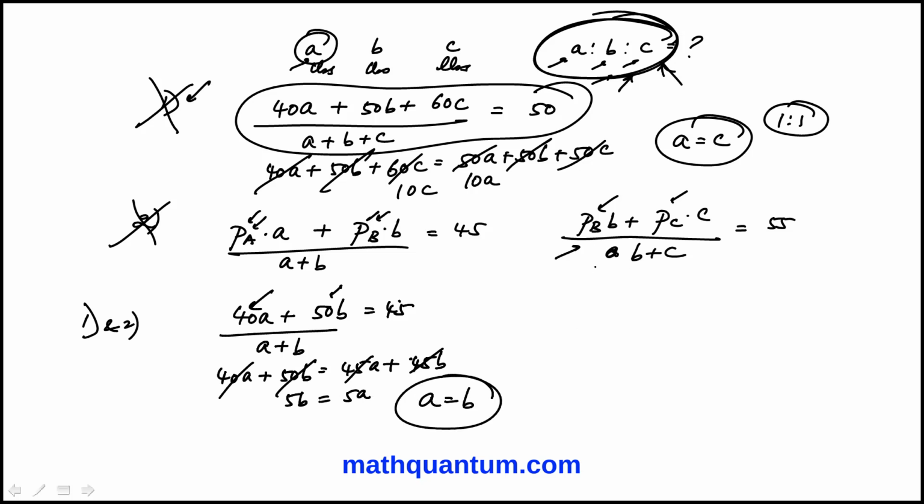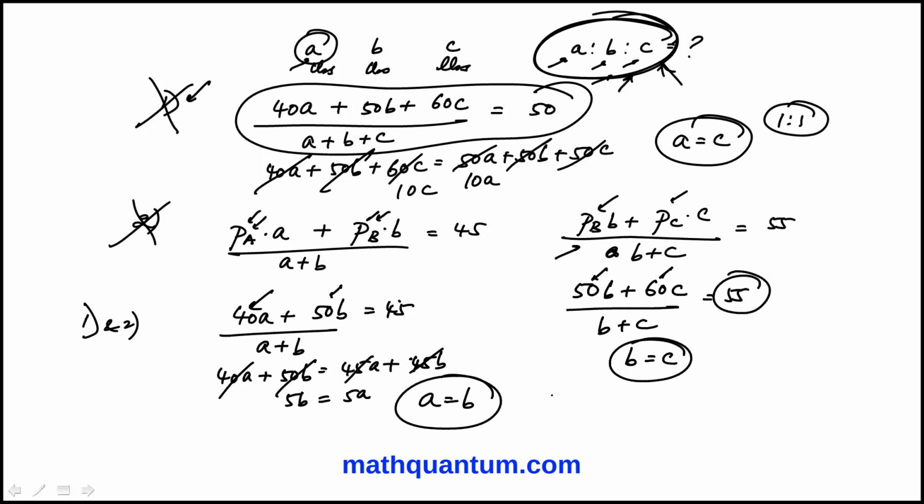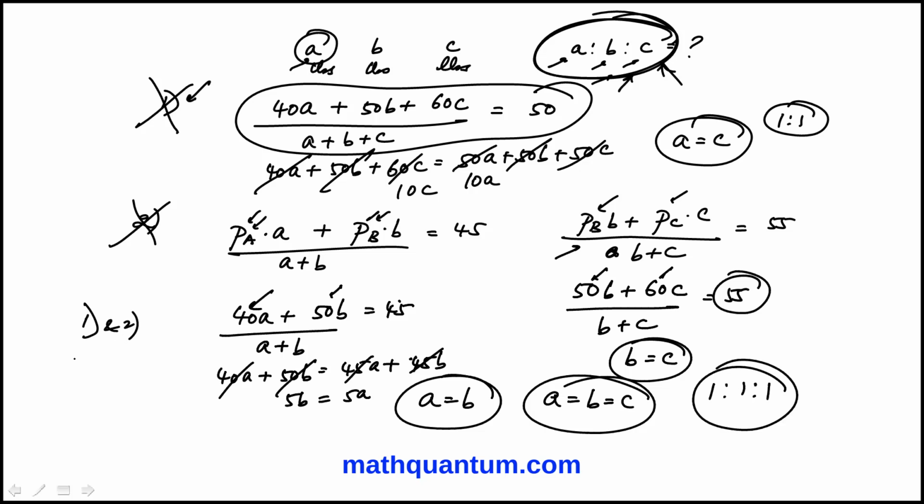And then if you do the same thing here, B is 50, 50B plus 60C. Again, you'll note that the weighted average is halfway between the price of each one, so therefore B has to be equal to C. So when we combine 1 and 2, A is equal to B equal to C. Their weights are equal, which means they're in the ratio of 1 to 1 to 1. So the two statements combined are sufficient. The answer is C.